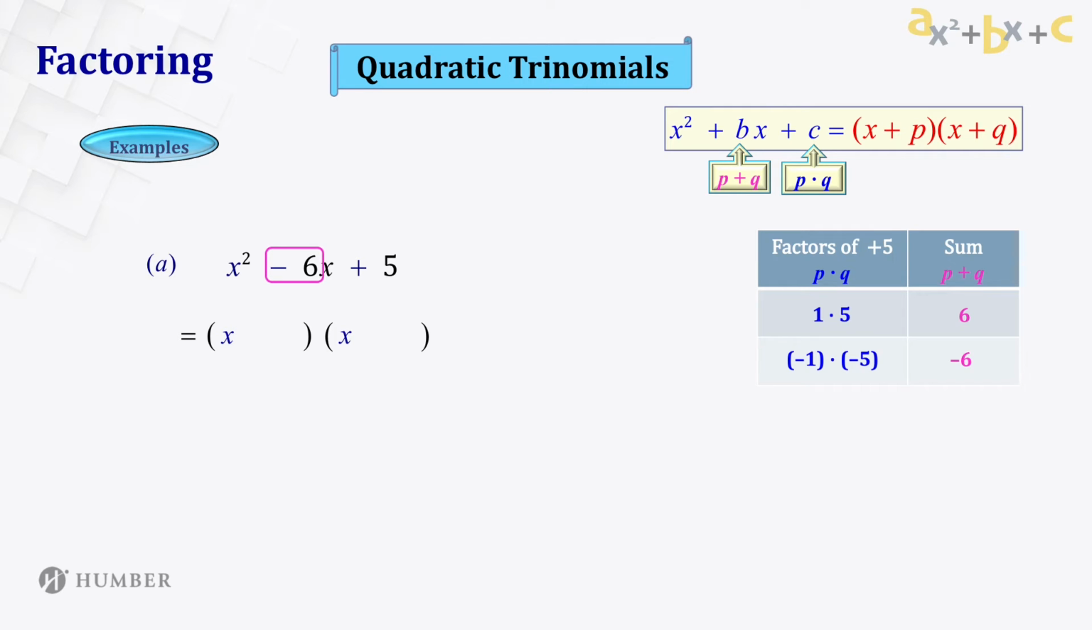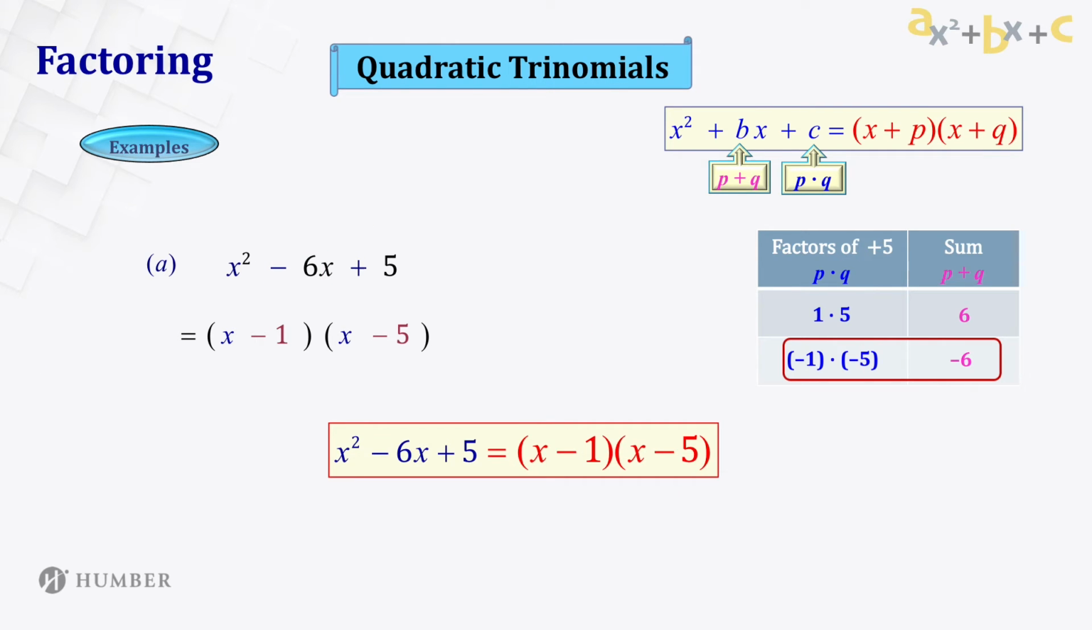To illustrate this process, we tried two cases. However, we know the sum must be negative, so only one combination should have been considered in this scenario. Let's place each value inside of each bracket to complete the factoring process. The order of each factor could be reversed, of course.